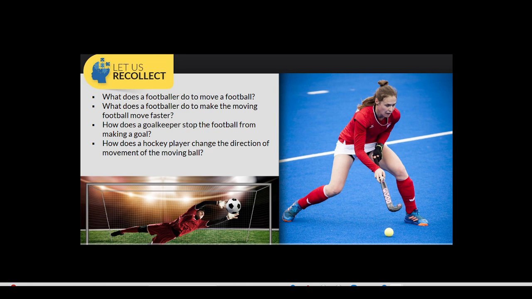So basically, let's start with some real life examples. What does a footballer do to move a football? Tell me. He throws it. Throws it? Football. Yeah. You mean he kicks it?